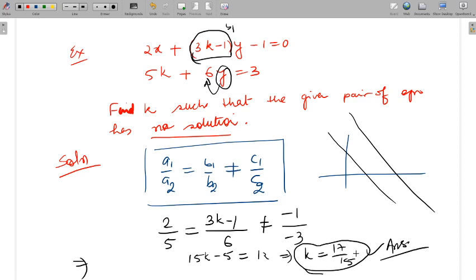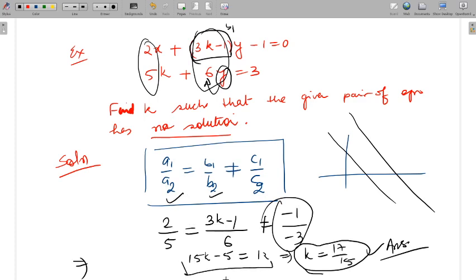It was this simple. If you put k equal to 17 upon 15 here, you will get these two ratios the same, and this one is different. C1 upon C2 is different, but A1 upon A2 and B1 upon B2, these two ratios become the same by putting the value of k as 17 by 15 that you have calculated here. So what should be the value of k? So k should be equal to 17 upon 15. This is your answer.